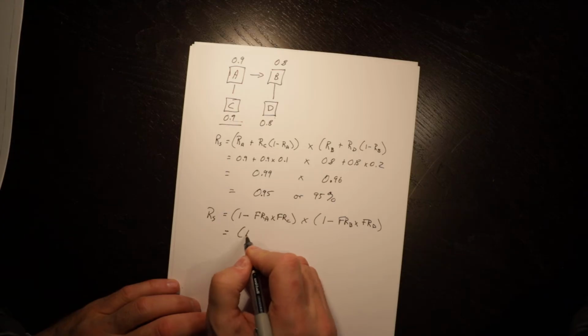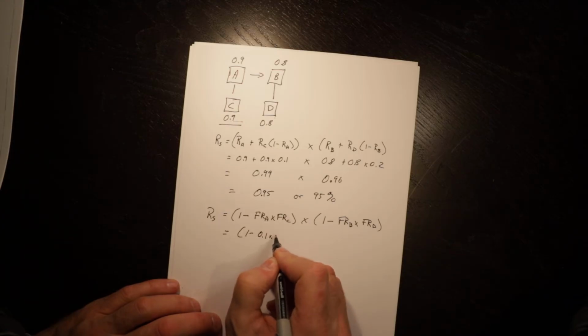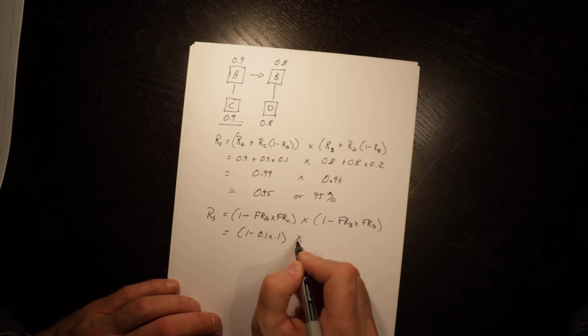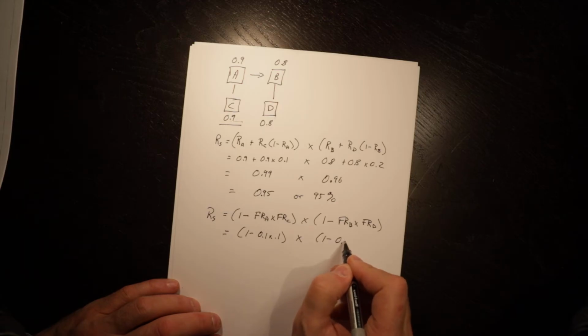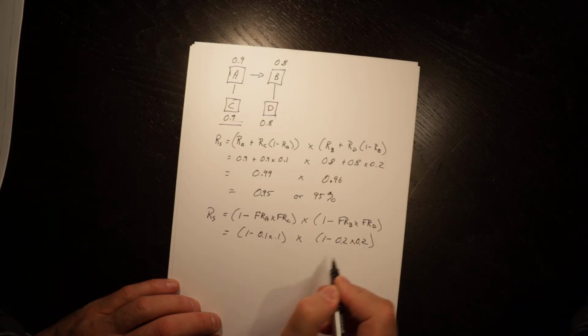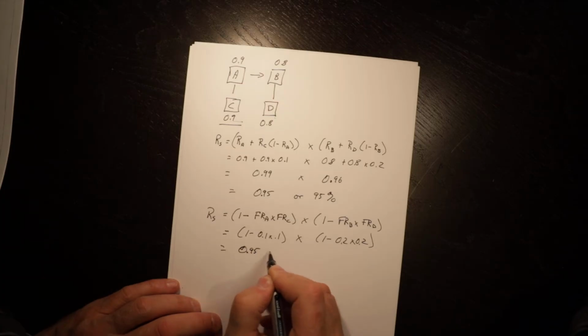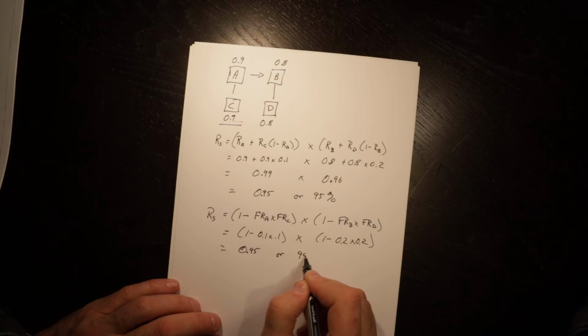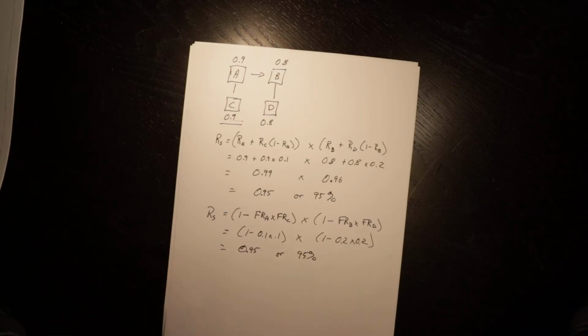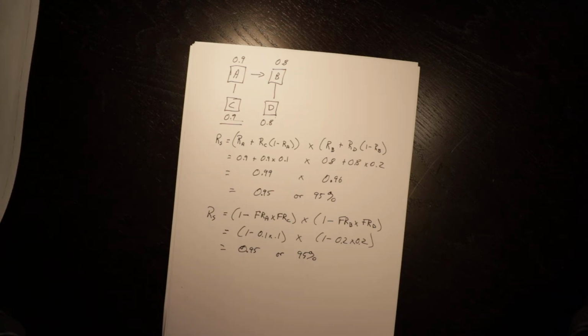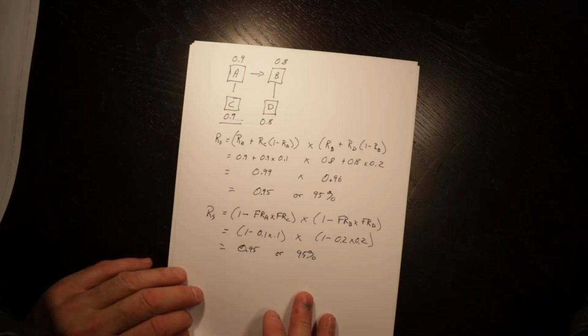It is equal to 1 minus 0.1 times 0.1, times 1 minus 0.2 times 0.2, which is equal to 0.95 or 95%. So you can use either approach, but you can see here very clearly that building that backup capability in gives you greater system reliability.